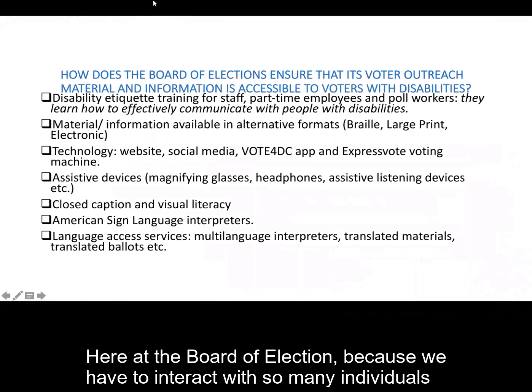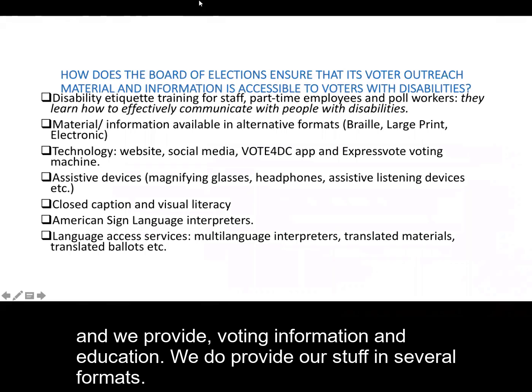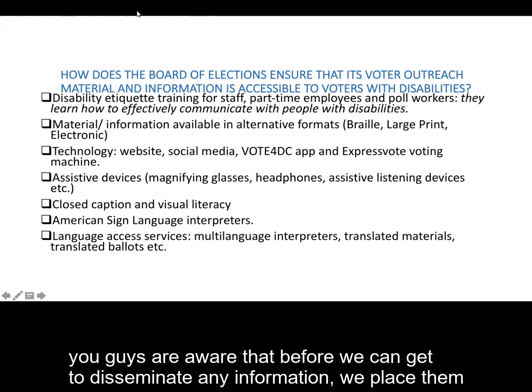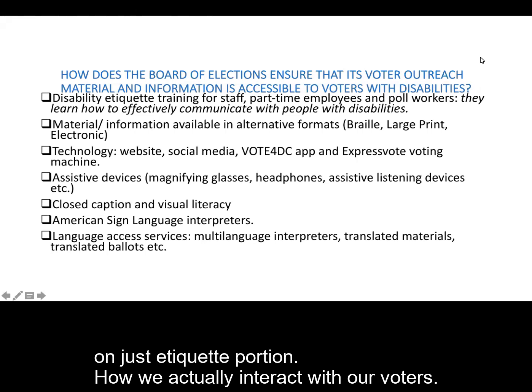Here at the Board of Elections, because we have to interact with so many individuals and we provide voting information and education, we do provide our stuff in several formats. But before we even go into how we present our information, I do want to make sure that you are aware that before we can get to disseminating the information, we place some emphasis on just the etiquette portion, how we actually interact with our voters.